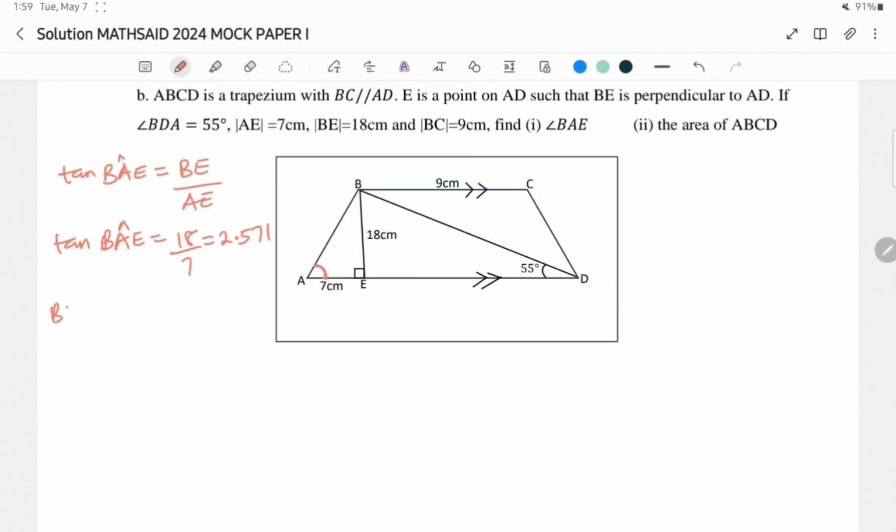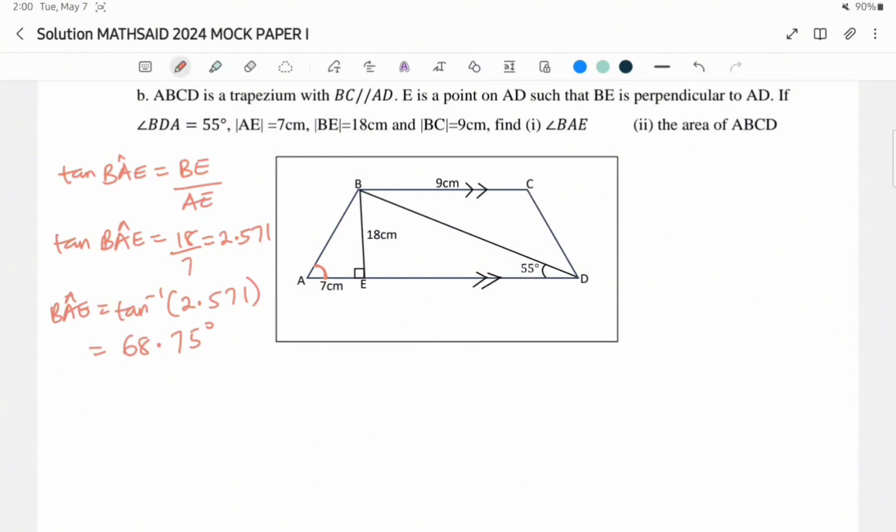Now that means BAE will be equal to arctan 2.571, and that will be equal to 68.75 degrees. So angle BAE is equal to 68.75 degrees.